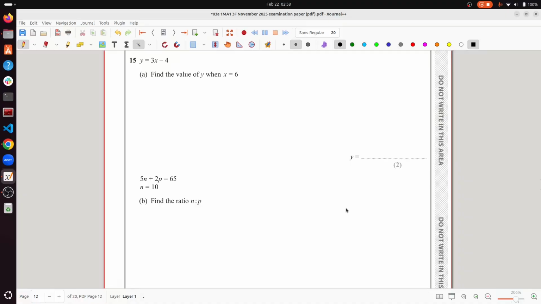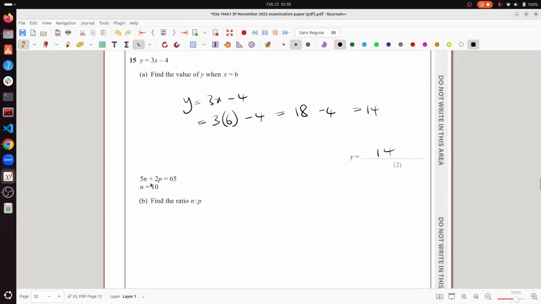Number 15 says y is equal to 3x minus 4. Find the value of y when x is equal to 6. That's your substitution. So we have y is 3x minus 4, and the value of my x is 6. So that's 3 lots of 6 minus 4. 18 minus 4, which is 14. So that means y is 14 when x is 6.